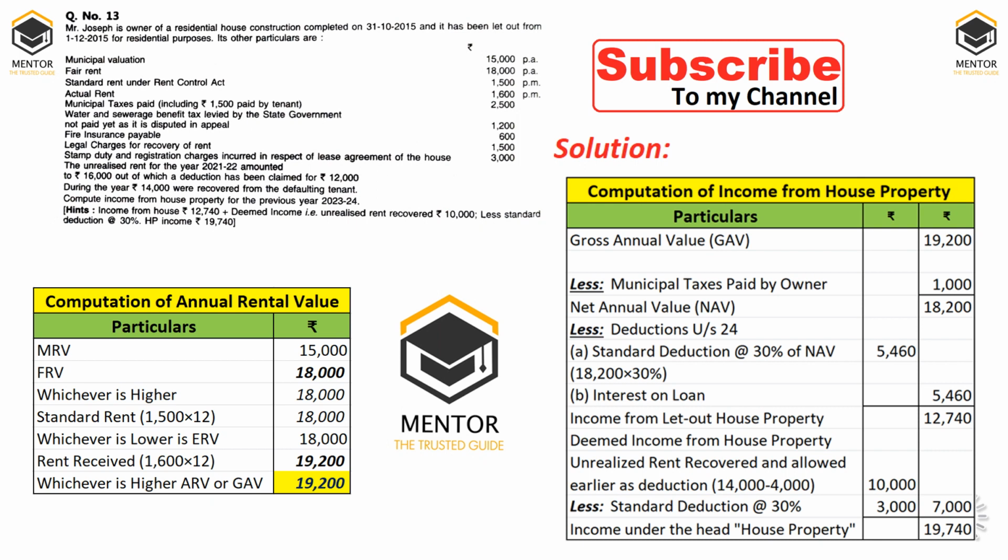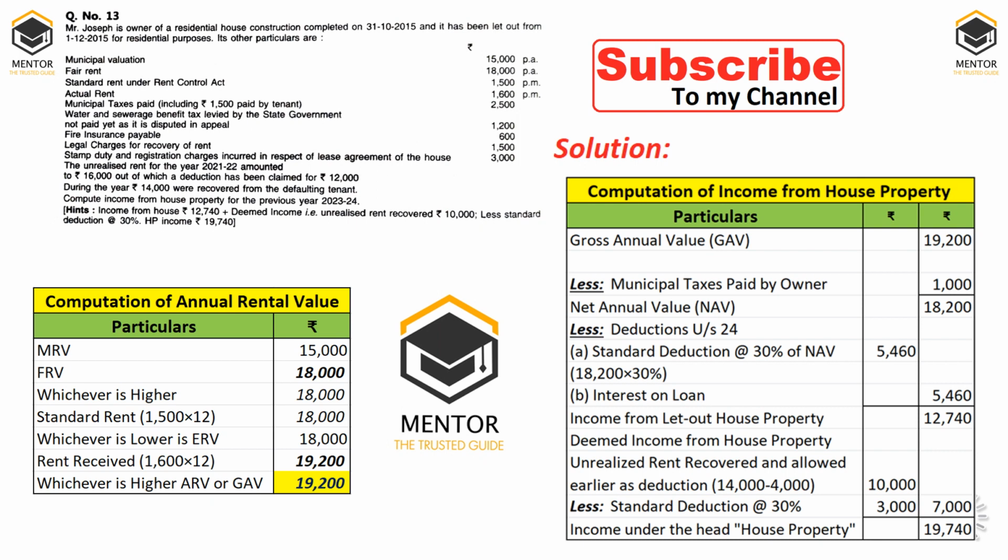But here we have been given last year 2021-22 unrealized rent. So in the year 21-22 we had an unrealized rent of 16,000, but the assessing officer was satisfied with only 12,000. So 12,000 unrealized rent was claimed in the previous year. Therefore now that we have received it, we have to consider that as an income.